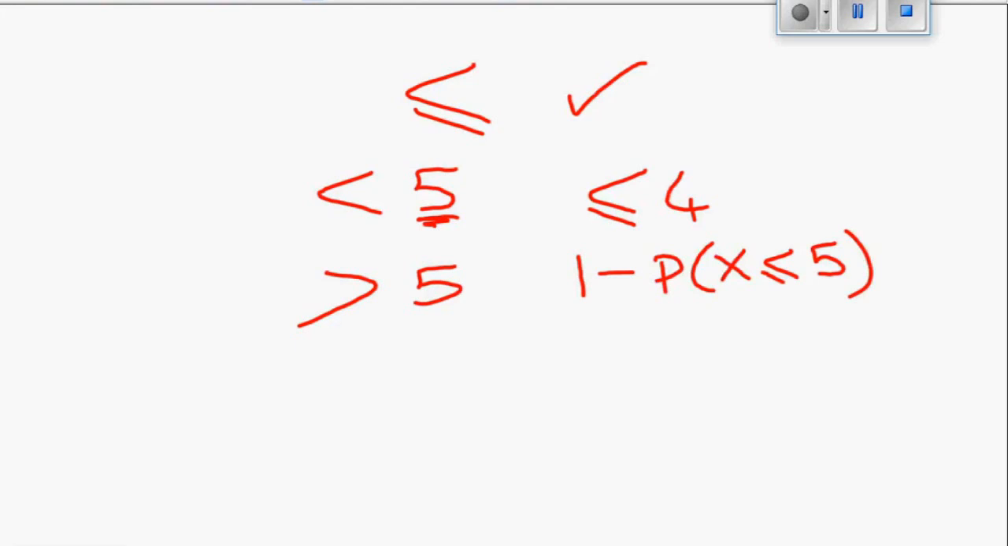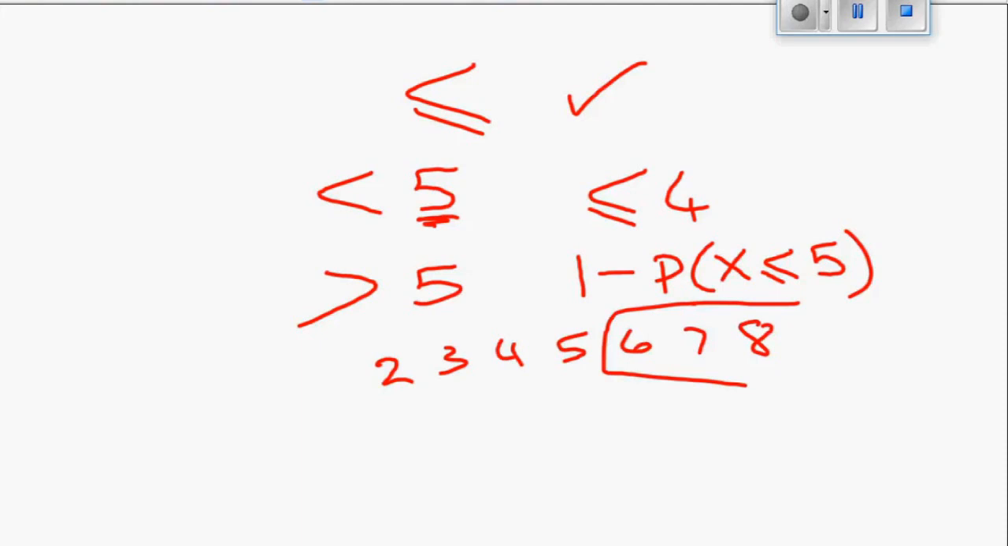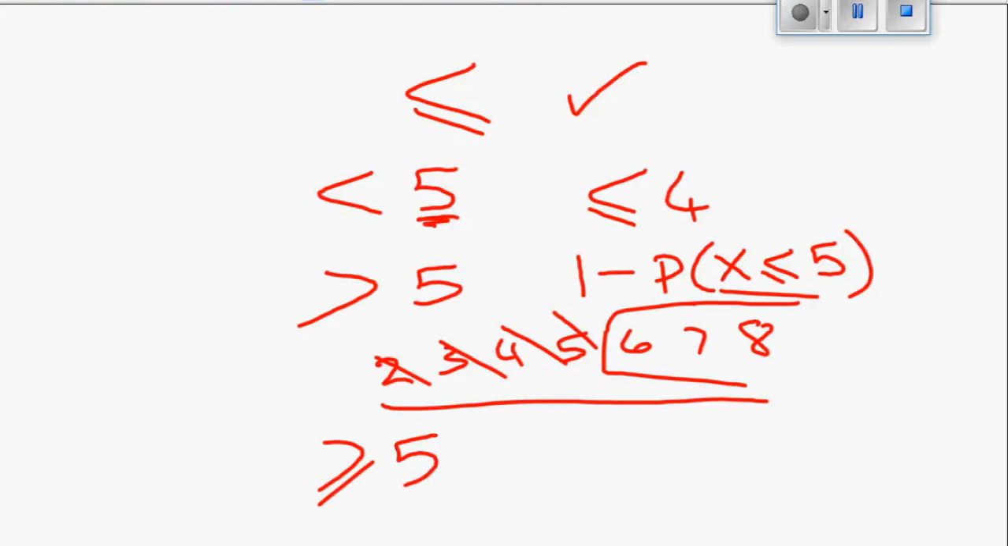So greater than 5, if I had a number line 2, 3, 4, 5, 6, 7, 8, greater than 5 is these numbers, so I know that my probabilities add up to 1, so all of this adds up to 1, and I want to get rid of less than or equal to 5. This gets it into the form where I can use my calculator. And finally, greater than or equal to 5, I'd be doing 1 take away the probability that x is less than or equal to 4.